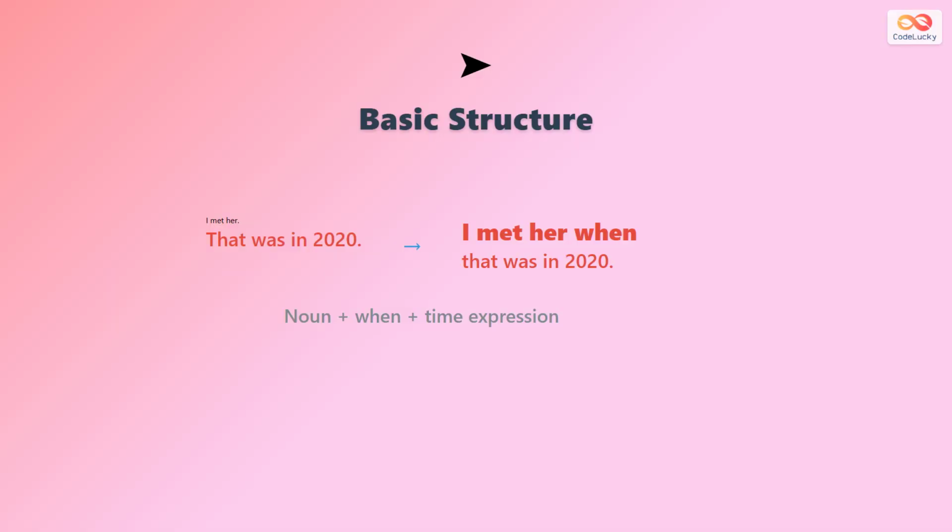The basic structure follows a pattern. Start with a noun about time, add when, then add the clause with more information. For example, I met her when, that was in 2020. The time noun comes first, then when, then the details.